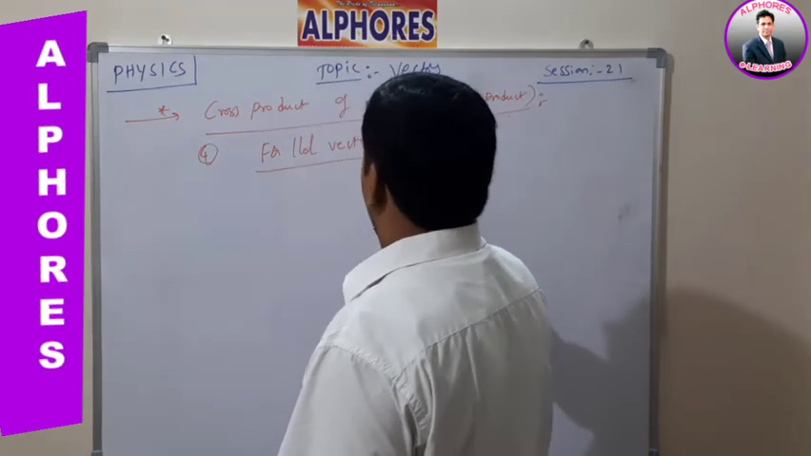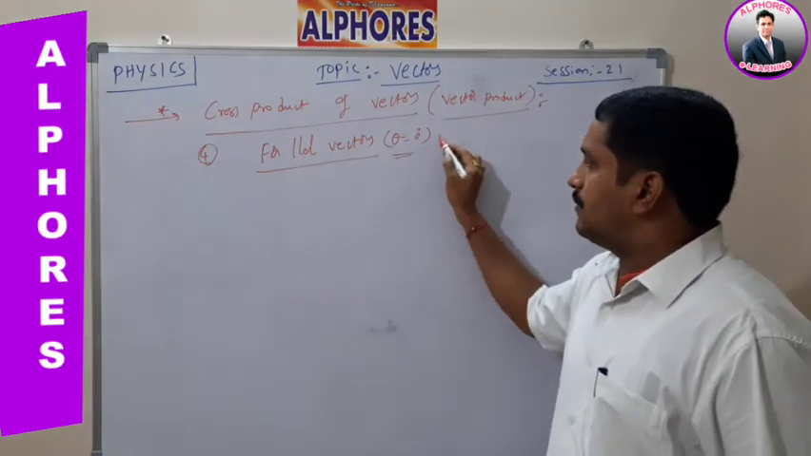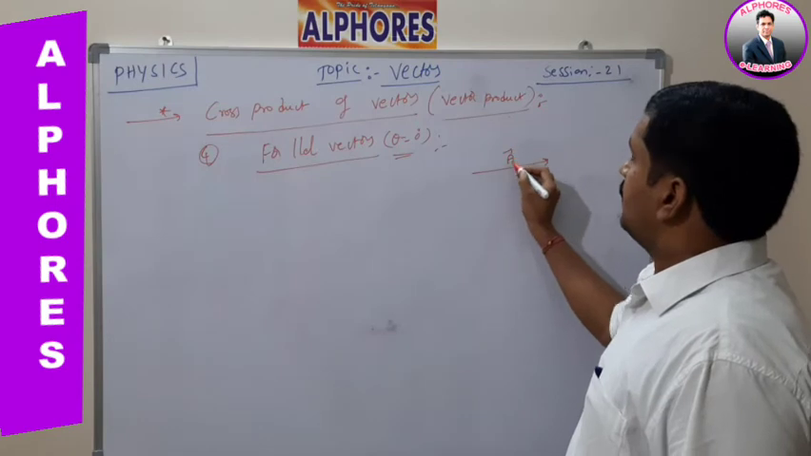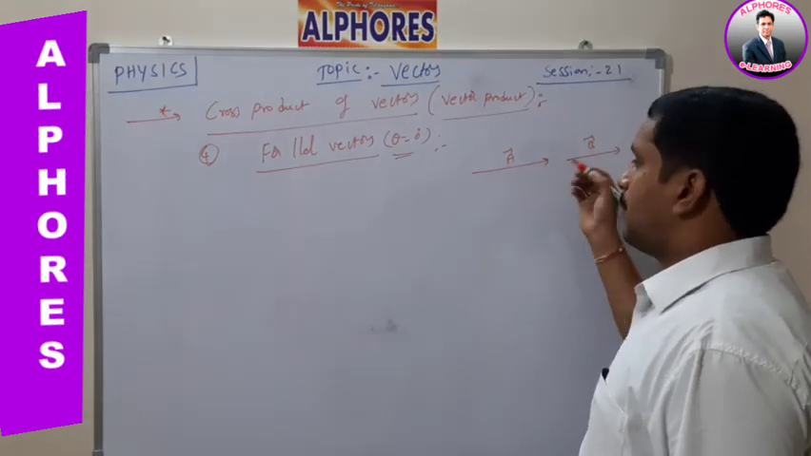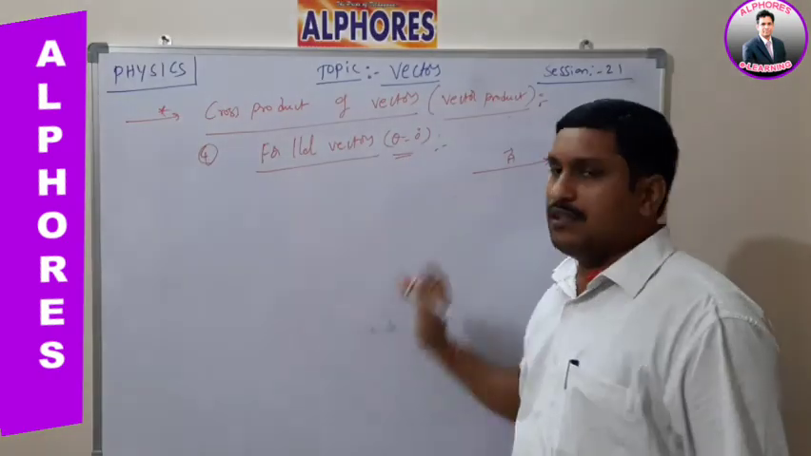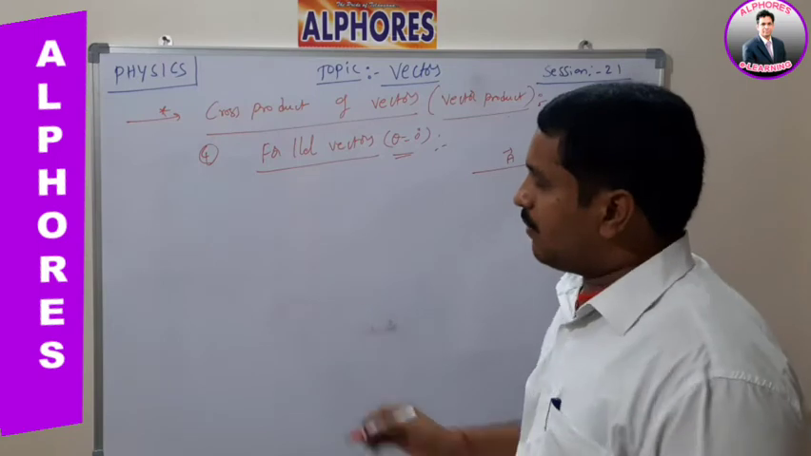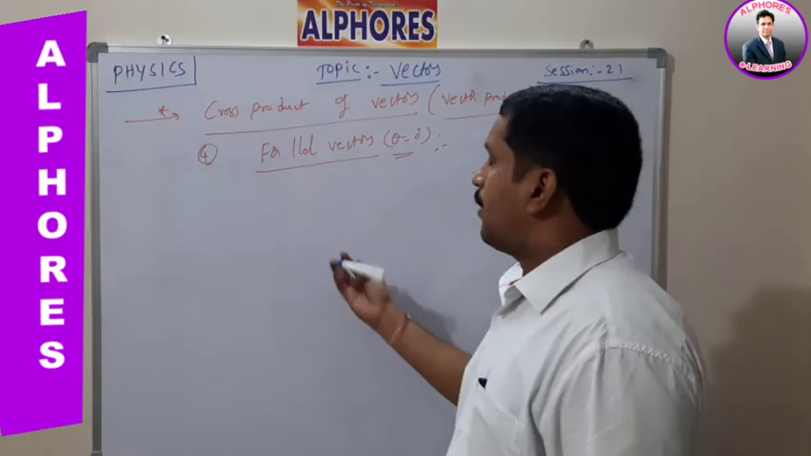For parallel vectors, what is the angle between them? 0 degrees. Listen carefully. For example, if I am taking two vectors, this is A bar and this is some B bar, which are in the same direction, collinear or parallel, theta is equal to 0 degrees. Now both are in the same direction, so the angle between them is 0. What is the cross product of these two vectors?